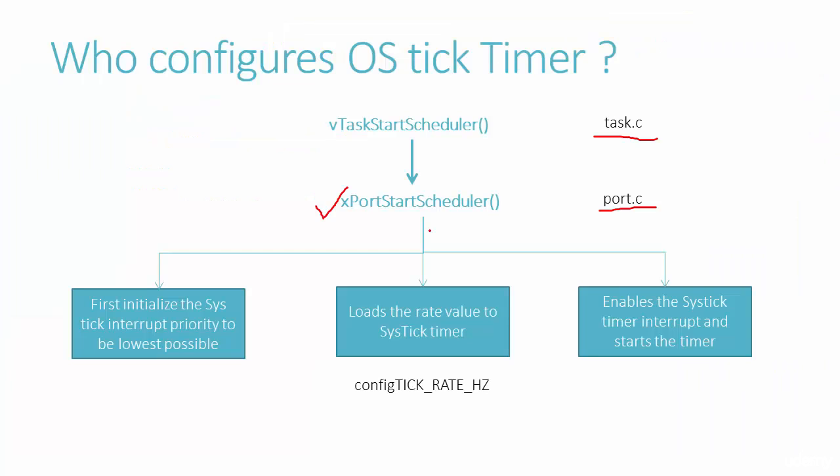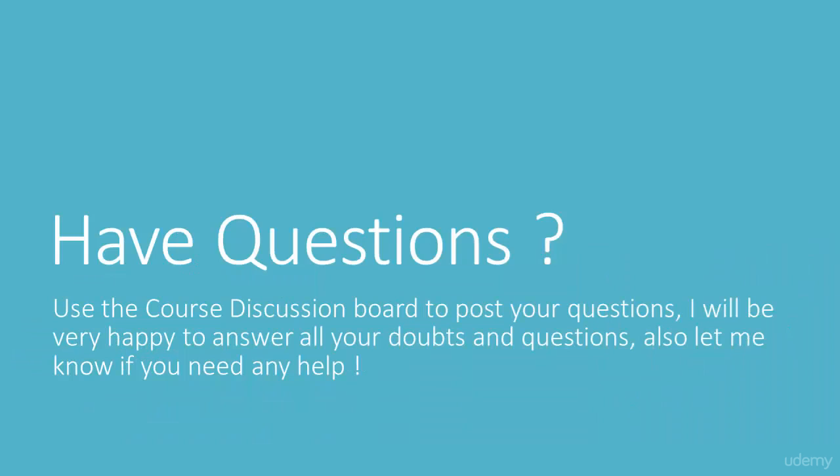The FreeRTOS code structure is very simple to understand, and there are lots of comments included for each function to explain what exactly the function or line of code really does. I request you to go through the FreeRTOS kernel, and if you have any doubt so far, feel free to raise your question in the course discussion board. See you in the next lecture.